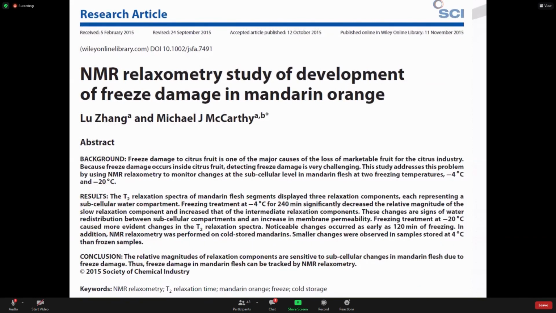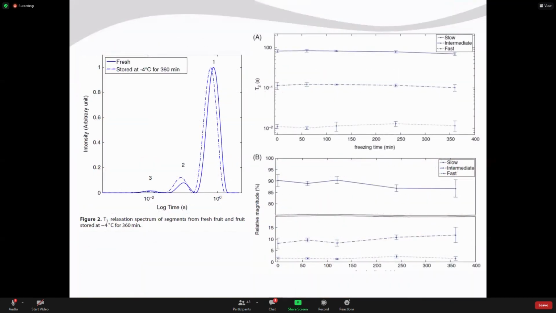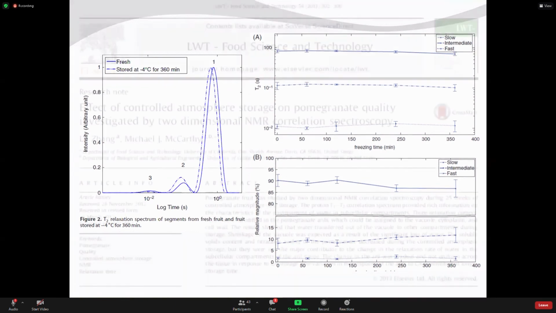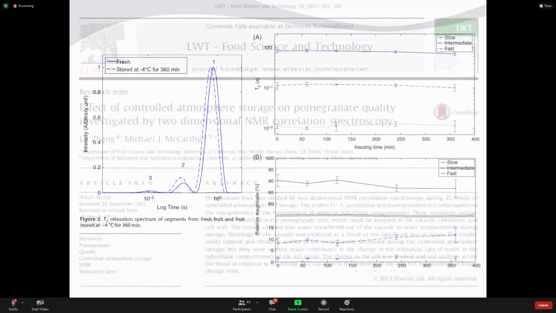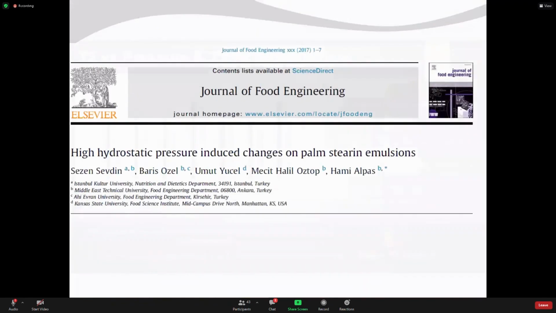Again, freeze damage in mandarin orange has been studied by using relaxation times. So relaxation time was a good indicator that showed how freeze damage, freeze injury, changed the tissue, the cellular structure.